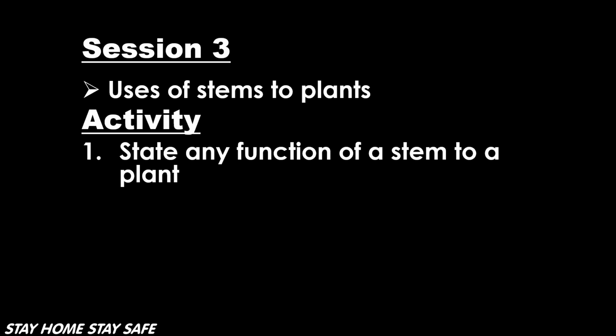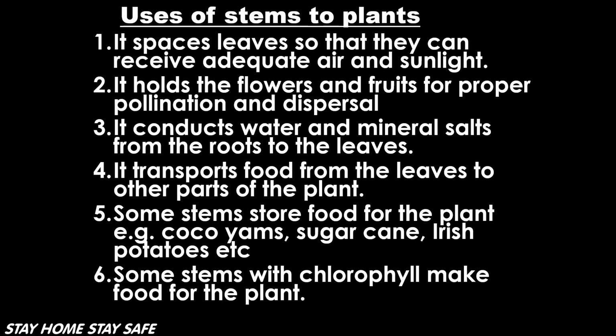7, 8, 9, 10. You can see I've got a lot of them here, which maybe some of them we didn't know. Let's go through together. It spaces the leaves so that they can receive adequate air and sunlight. We saw that on the other picture. 2, it holds the flower and the fruits for proper pollination and dispersal.